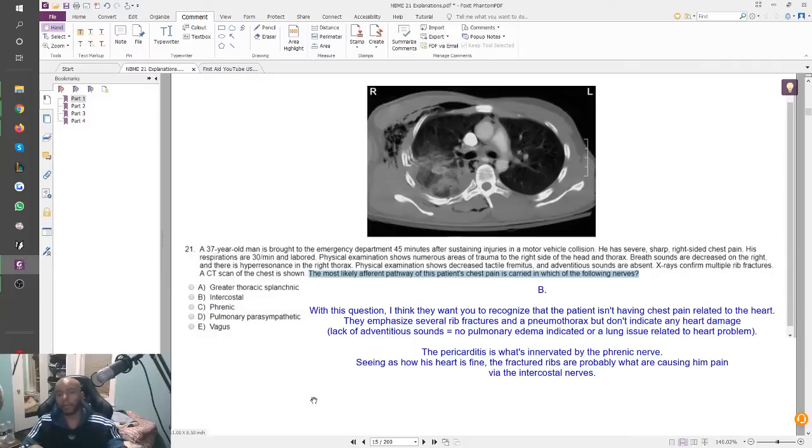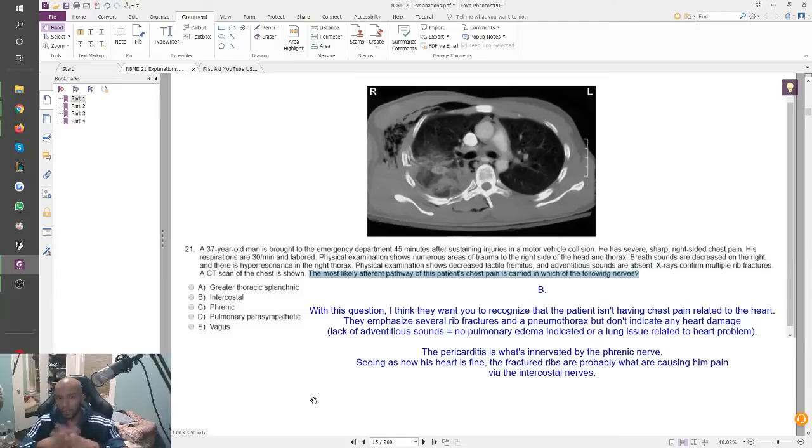And that was a very common choice many people wanted to pick. But his heart is fine. There's nothing wrong with his heart. Seeing as how his heart is fine, the fractured ribs are probably what are causing him pain via the intercostal nerves. There was nothing else to really pick here. The other answer choices are just irrelevant. Vagus is also kind of relevant to the heart. But it's a parasympathetic nerve. It's not really that significant for sensory stuff.